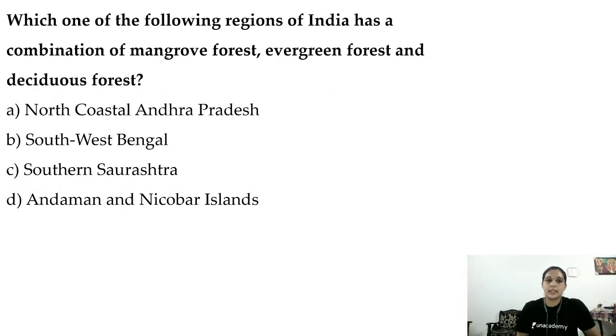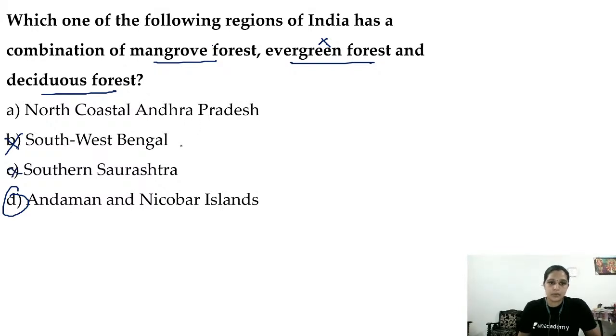Which one of the following regions of India has a combination of mangrove forest, evergreen forest, deciduous forest? Andaman and Nicobar, no doubt at all. Okay. North coastal Andhra Pradesh, southwest Bengal. See, north coastal Andhra Pradesh, you don't have evergreen forest. You have deciduous forest, mangrove forest. Okay. Southwest Bengal, you have mangrove forest, deciduous forest, not evergreen forest.